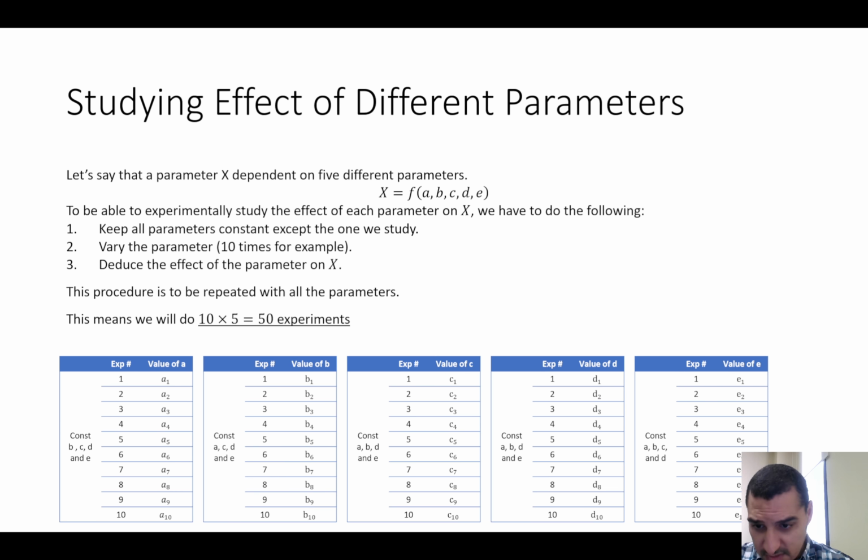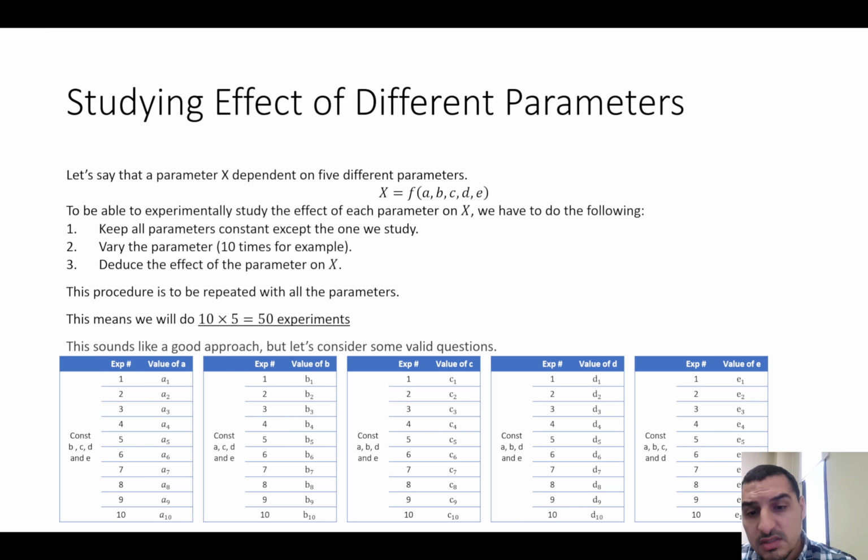So we will have 5 tables like this. For each table, 4 parameters are constant. Here, b, c, d, and e are constant, and we vary a. Here, a, c, d, and e are constant. We vary b, and so on. So theoretically speaking, by this approach we will be able to get the relation, or to understand the effect of each one of these parameters on x.